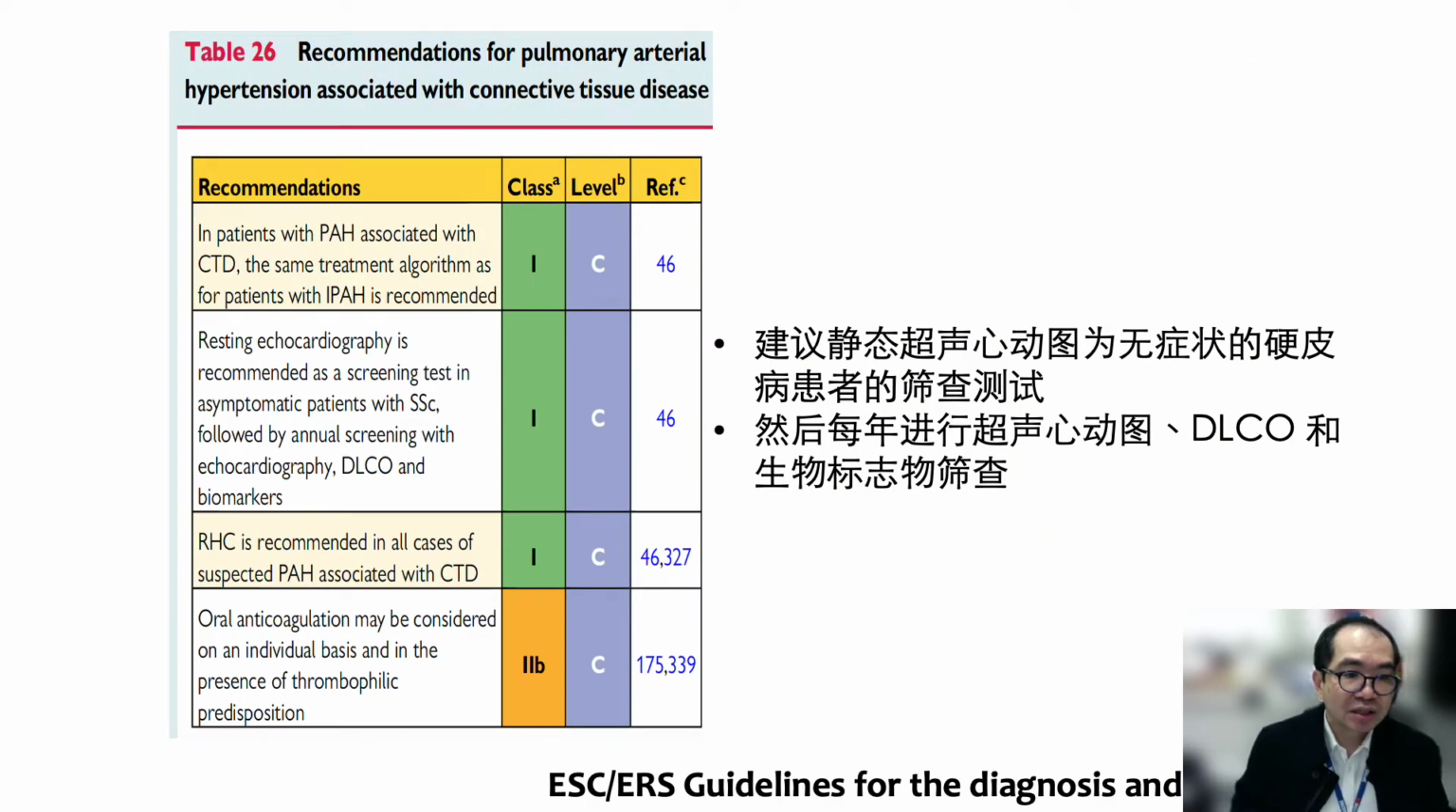As such, this is recommended in the European guideline in terms of management of pulmonary hypertension. They suggested that patients with connective tissue disease, particularly systemic sclerosis, would require annual echocardiographic assessment in order to screen for asymptomatic pulmonary hypertension and then followed with subsequent management in the hope that we can improve their clinical outcome.